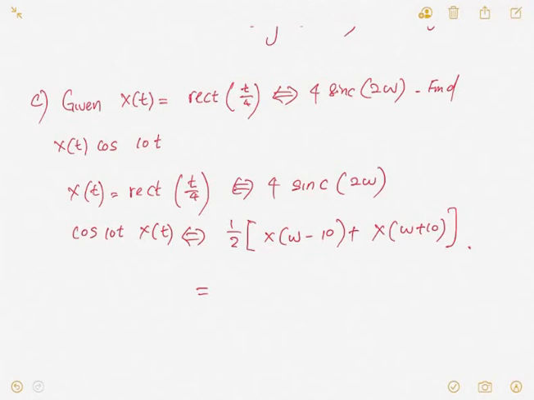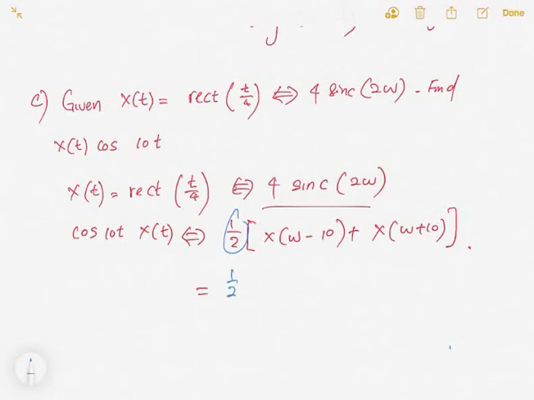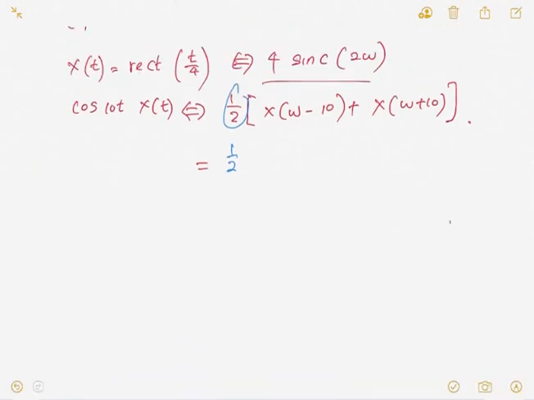So X(omega), what do you get? X(omega) is 4 sin 2 omega. So you copy down the original one, and you don't forget you have the 4 sin 2 omega, but this omega you will have to substitute with omega minus 10.